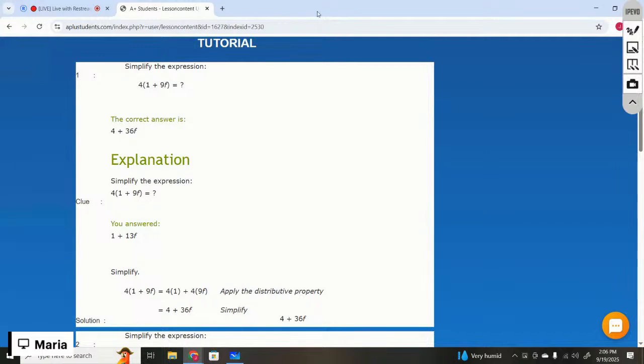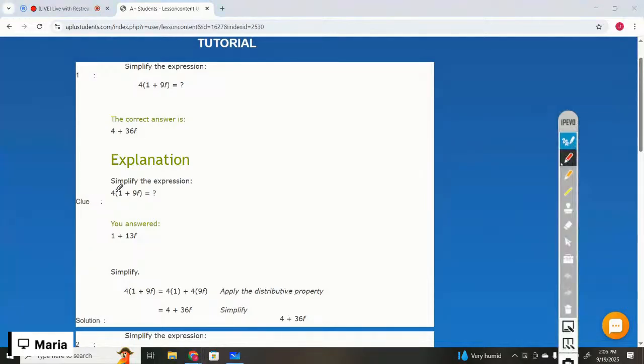Okay, so we have to do 4 times 1. Everything outside the bracket, you have to multiply with the terms inside. So 4 times 1 is 4. Then you have to do 4 times 9f. So 4 times 9 is 36f, right? That's how we apply the distributive property.